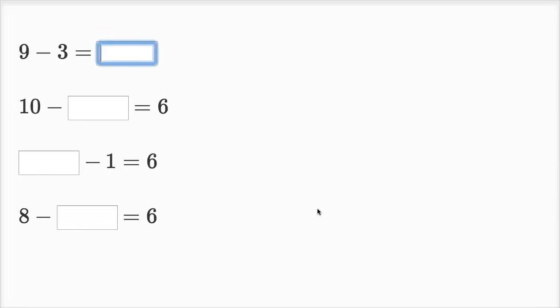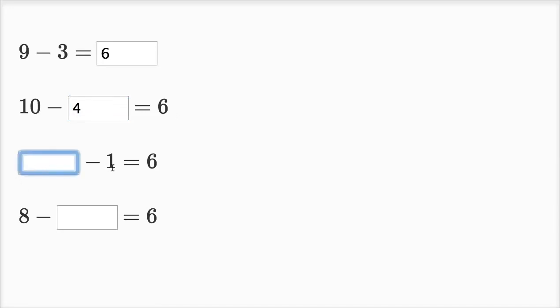So now we have some subtraction. So what's the same thing as 9 minus 3? If I have 9 things, and if I were to take away 3 of them, I'm going to have 6 left. 9 minus 3 is the same thing as 6. 10 minus blank is equal to 6. So what do I have to take away from 10 in order to have 6 left over? Well, if I take 4 away from 10, I'm going to have 6 left over.